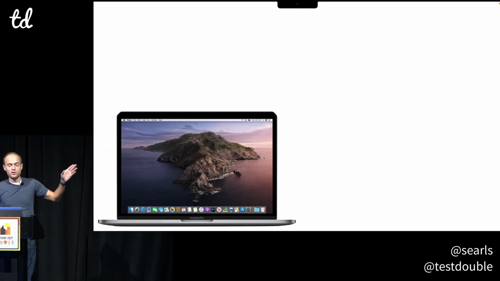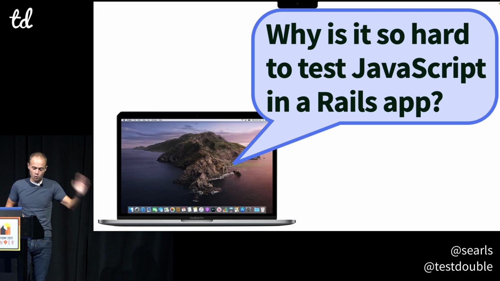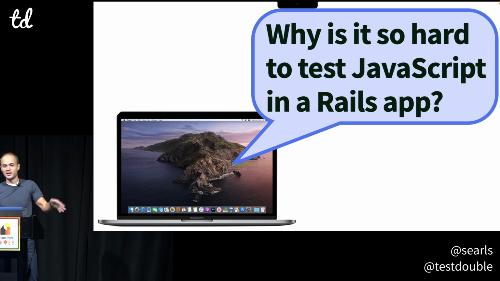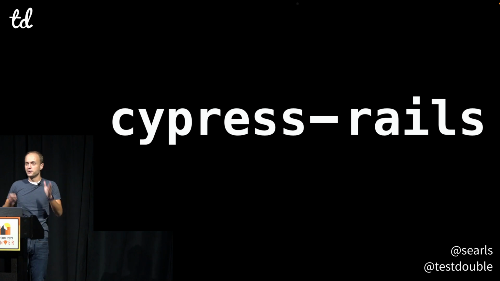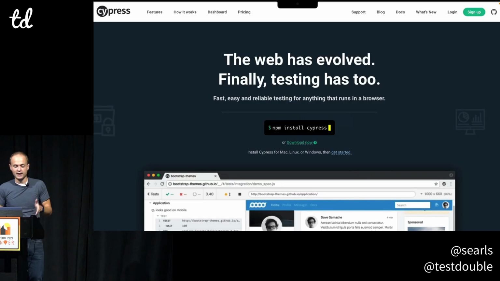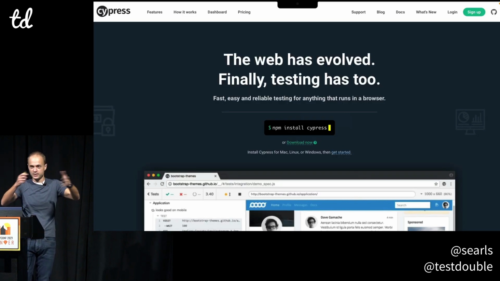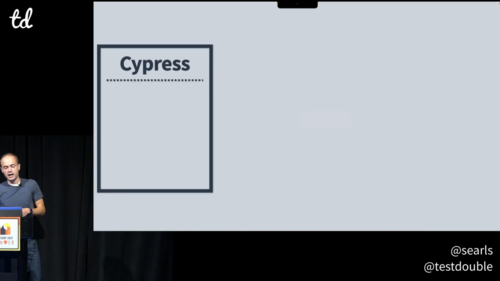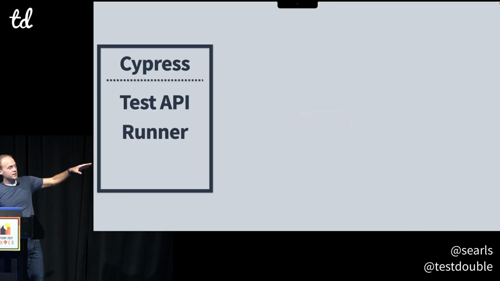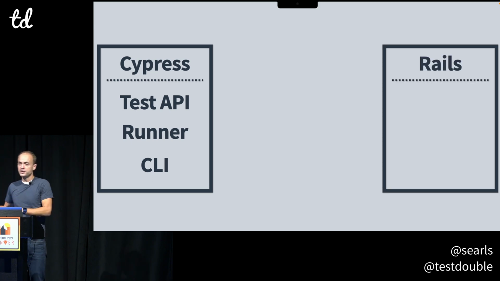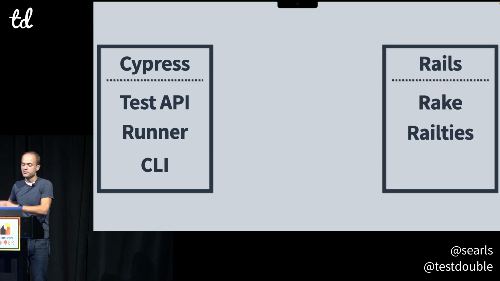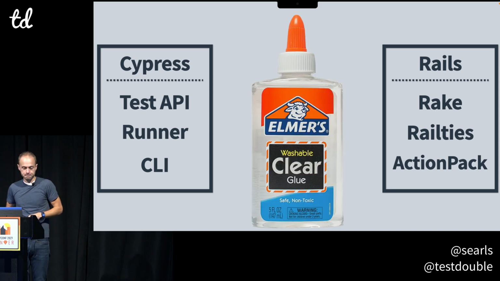So 9 years later, I had a new MacBook, but the same problem. Why is it so hard to test JavaScript and Rails? I'd learned some lessons this time, and I created a new gem called Cypress Rails. This is also a glue gem, and it connects Cypress, which is a web testing tool in JavaScript, with Rails. And it's got a test API, it's got a runner, it's got a great CLI. It brings more to the table. And on the Rails side, I just use more hardened pieces: Rake, Railties, ActionPack. And the glue's responsibility here is much less.